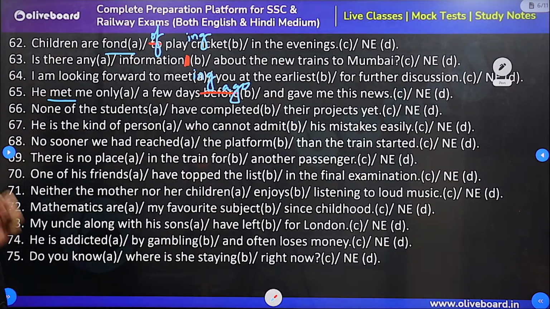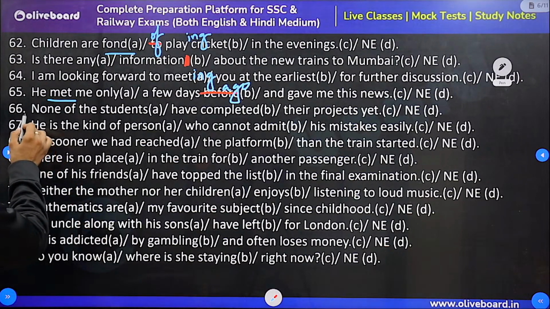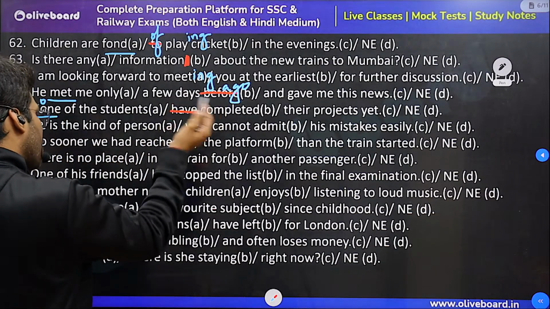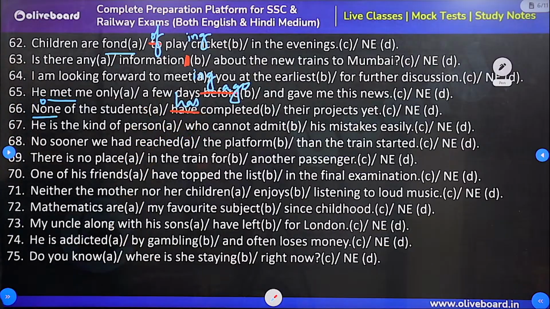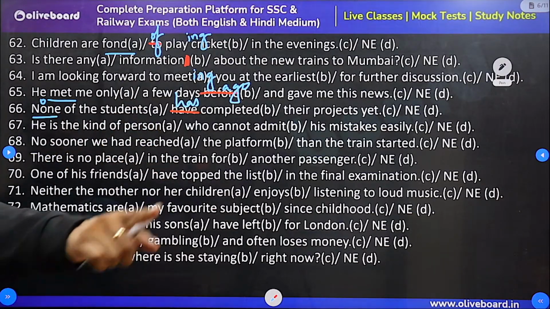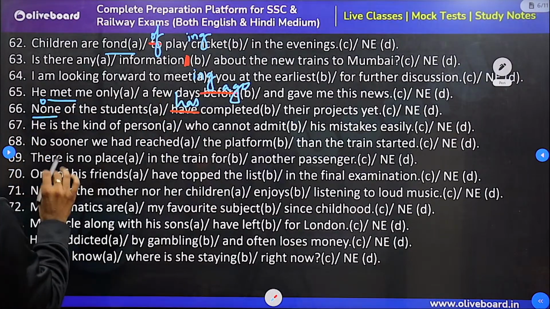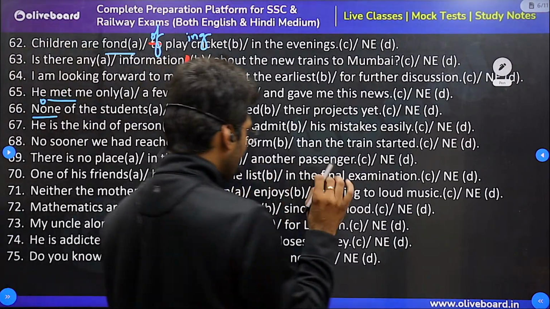None of the students have completed their projects yet. None by default represents zero. And for zero, how would we put a plural verb? A singular is sufficient. He's the kind of person who can't admit his mistakes easily. All correct. We can't say persons, Divya. If we put it singular, that is singular. Let it remain singular. He is the kind of person who can't admit his mistakes easily.